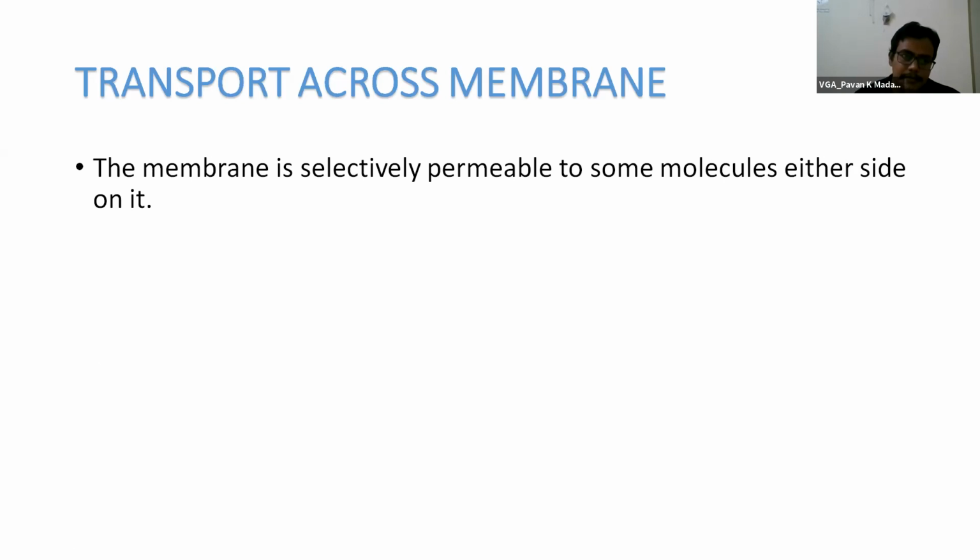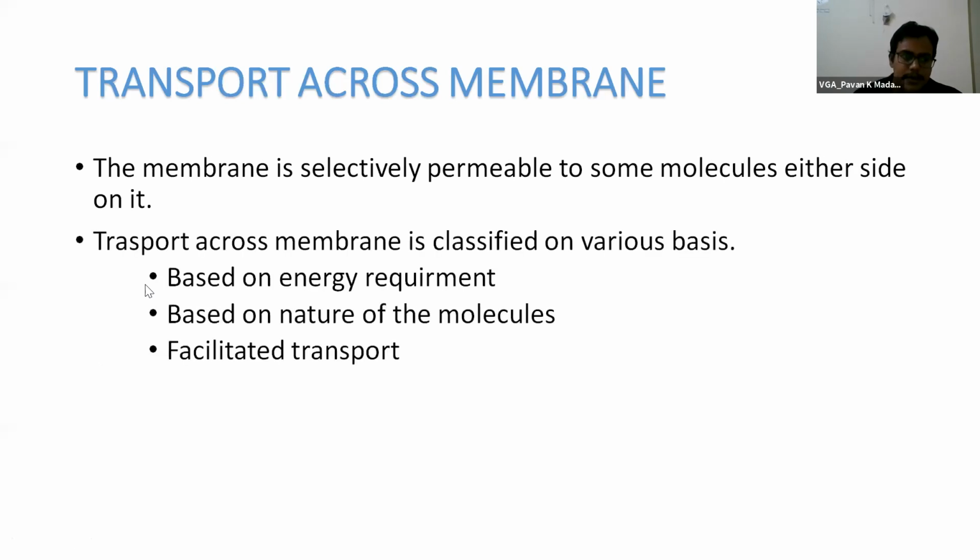Okay, so on what basis will it select? Based on the energy requirement. If the cell wants more energy, it will take up more of the molecules which are required for the breakdown of glucose. And based on the nature of molecules, suppose our bone cells are highly composed of calcium, so these cells will take a lot of calcium from the blood.